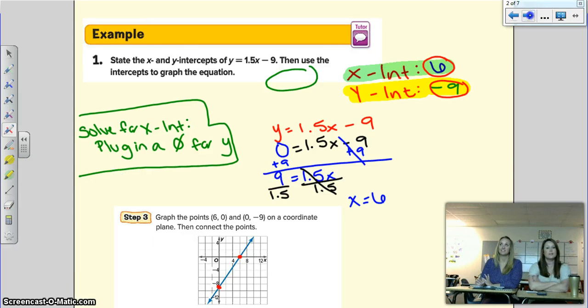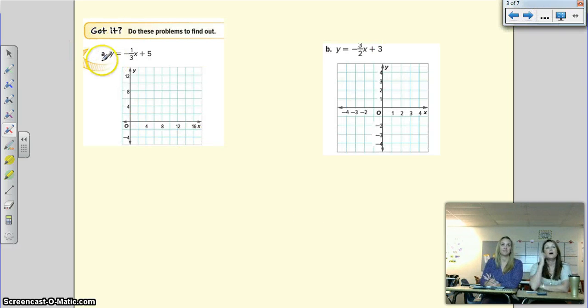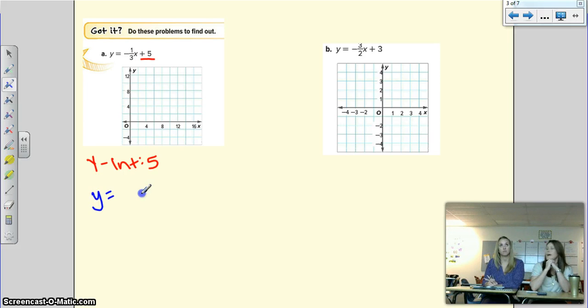So here's a couple more examples. Let's do this one together, and then we'll have you do number B on your own. So the y-intercept in this case, I know, is positive 5, because that's slope-intercept form. It's identified for us. Now I have to solve for the x-intercept. So we're going to write our equation and plug in 0 for y so that we can solve for x. And then we just do as we've been doing.